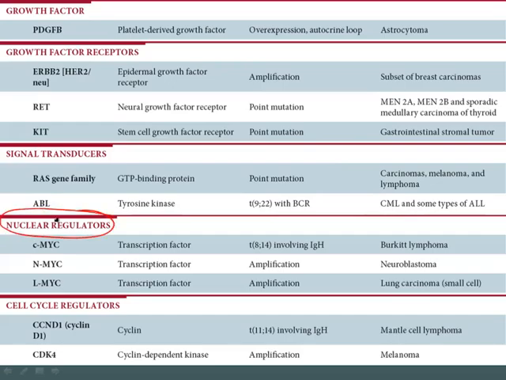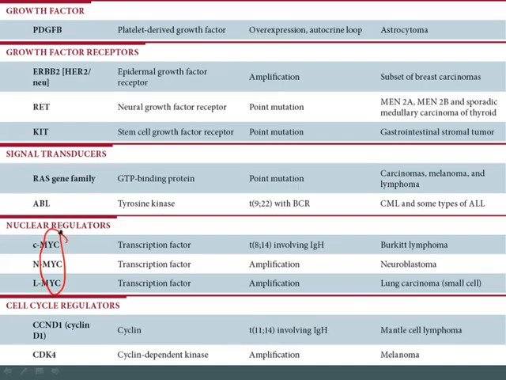The next type of oncogene that can be mutated are the nuclear regulators. And the nuclear regulators are basically a group of transcription factors, and these transcription factors go to the nucleus and cause upregulation of genes necessary for growth. Okay? And so those are nuclear regulators. And the most important nuclear regulator is MYC, M-Y-C.